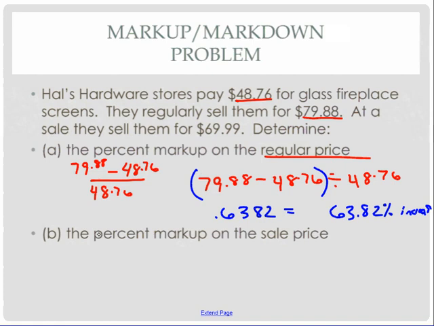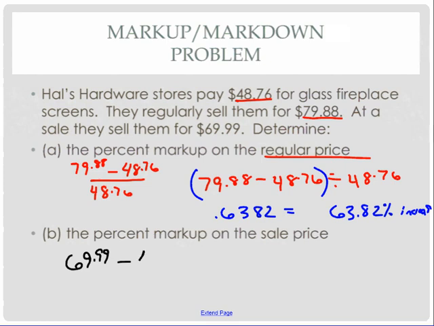Now, what about when Hal decides to put it on sale? Is he still making money? Yeah, he is. So let's go ahead and take a look though at his percent. So instead of 79.88, they're going to just be selling them for 69.99.